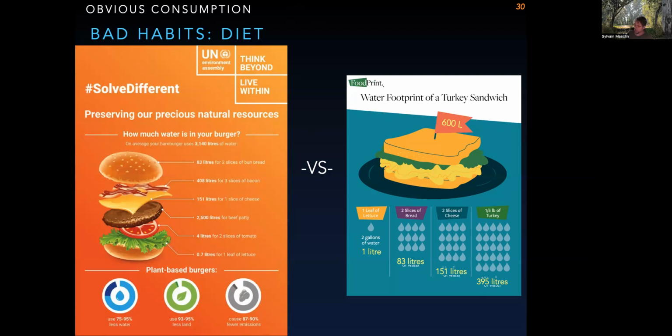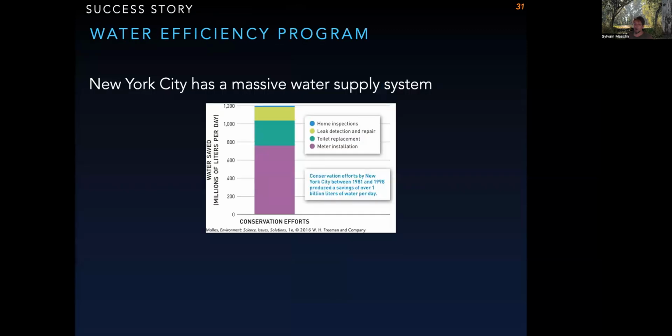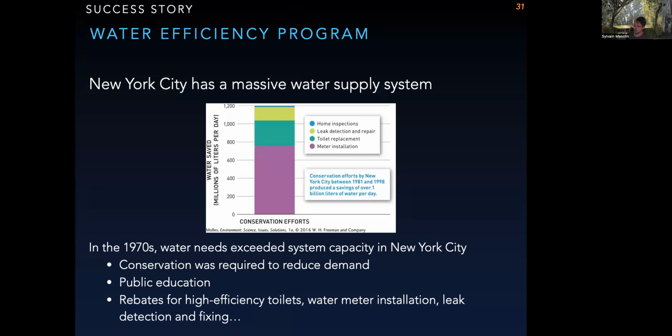Then cities have also implemented ways to change and to save some water. One successful story has been New York. New York has a massive water supply system, but by the 1970s, the consumption of water was exceeding the availability of water. So the city worked on a huge conservation effort, trying to save as much water as possible. They implemented water meters in every home to monitor everyone's water consumption, making people responsible for the water they consume. So people were more careful in using water.